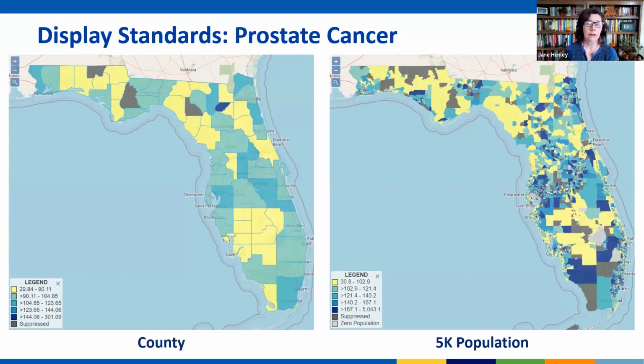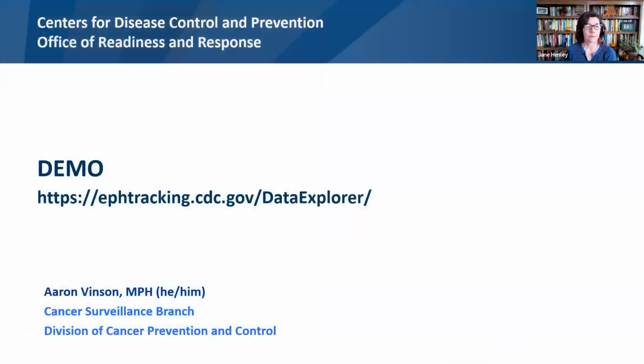And here's another example from Florida for prostate cancer. You can see the county level is to the left and the 5K population is to the right. And you can see that there's a lot more specificity and you can really zero in on areas that might need more tailored interventions. And thank you. This concludes my section. And the next slide, we'll turn it over to Erin for a demo. Thank you.